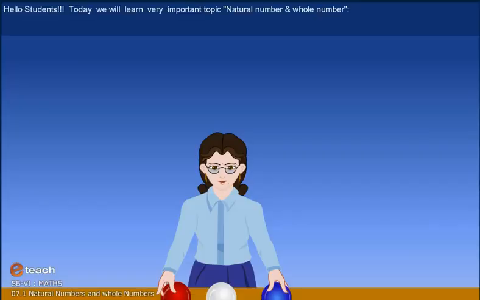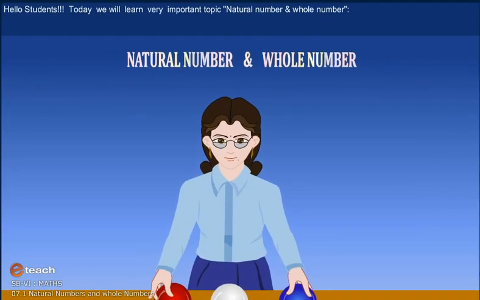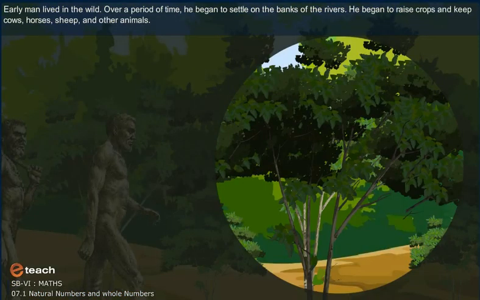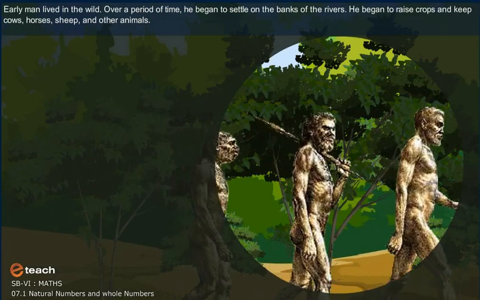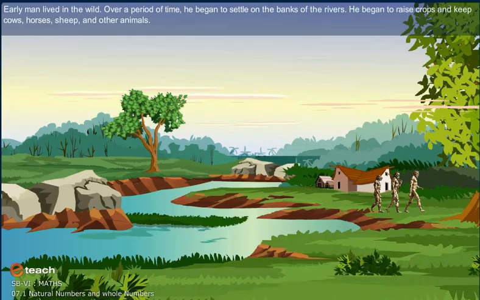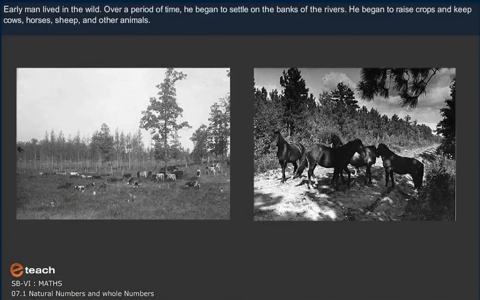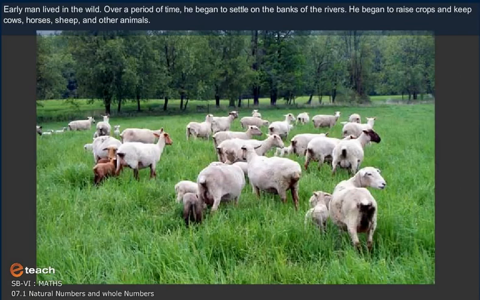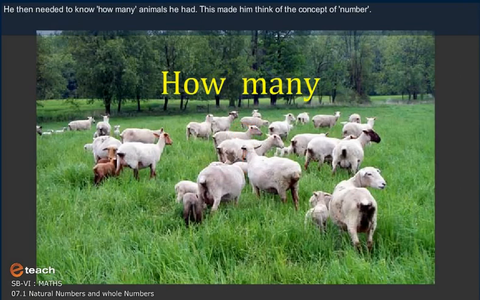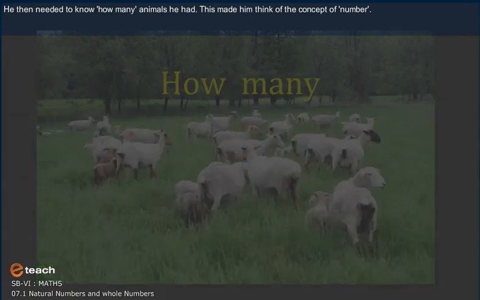Hello students! Today we will learn a very important topic, natural number and whole number. Early man lived in the wild. Over a period of time, he began to settle on the banks of the rivers. He began to raise crops and keep cows, horses, sheep and other animals. He then needed to know how many animals he had. This made him think of the concept of number.